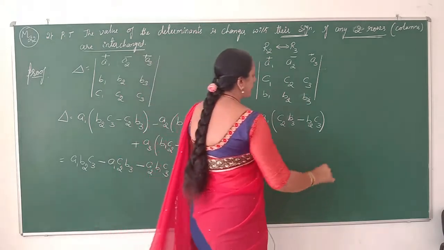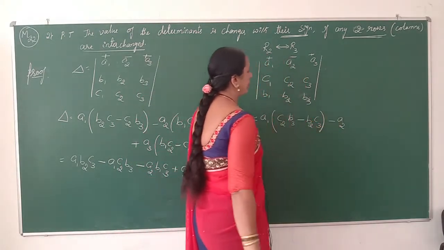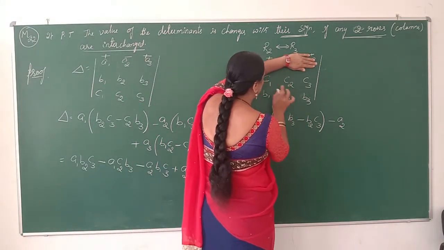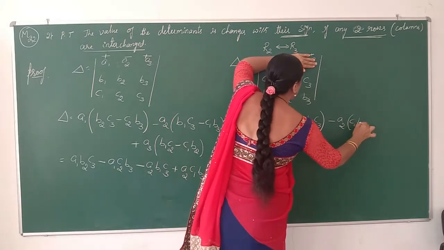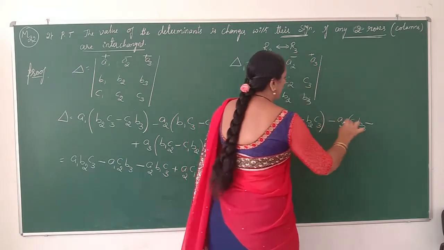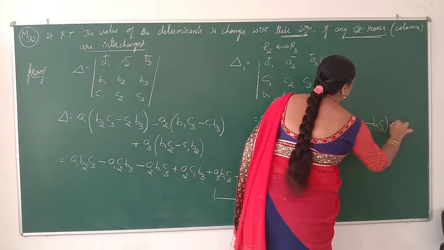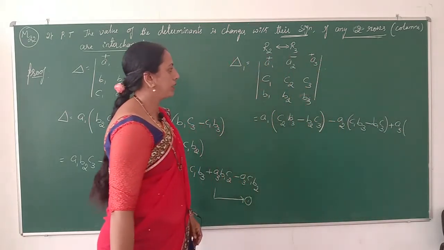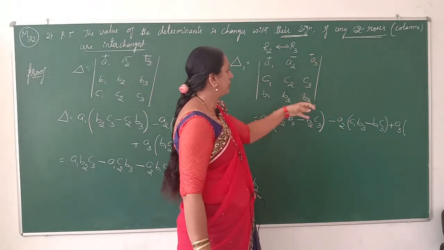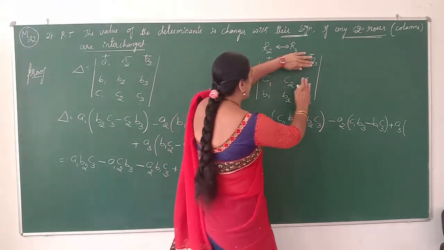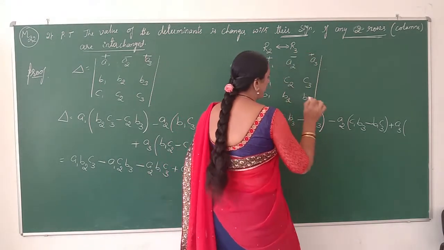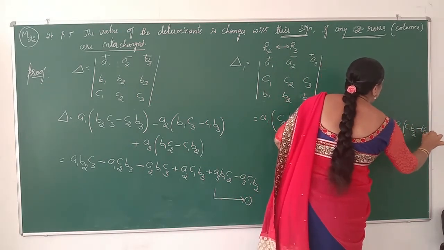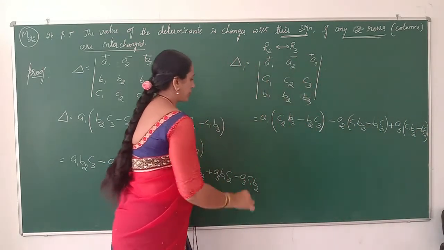Similarly, the next element is minus A2. A2 is an element of first row, second column. These are neglected and the remaining are cross multiplied: C1 B3 minus B1 C3, plus A3. A3 is an element of first row, third column, and again these are neglected and the remaining are cross multiplied: C1 B2 minus B1 C2. So then we'll distribute.